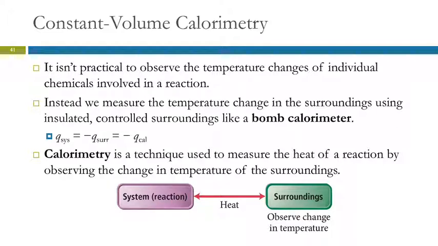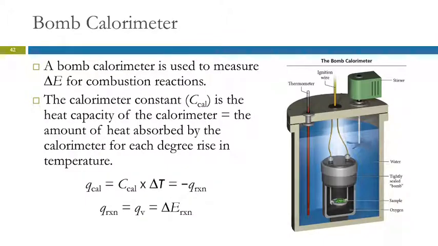Well, it's not practical to observe the temperature changes of the chemicals in a reaction because they're like an aqueous reaction. They're all mixed together, and how do you measure the temperature of one versus the other? You can't. But we can measure the amount of heat that is exchanged between that reaction mixture and the surroundings. And we do that using a controlled situation, and one way to do that is called a bomb calorimeter. I'll come back to this slide, but let's look at the picture here. So this is an illustration of a bomb calorimeter, and it doesn't explode.